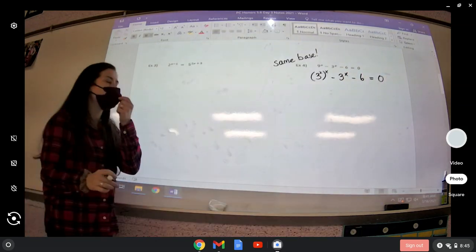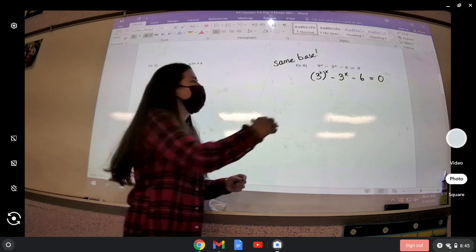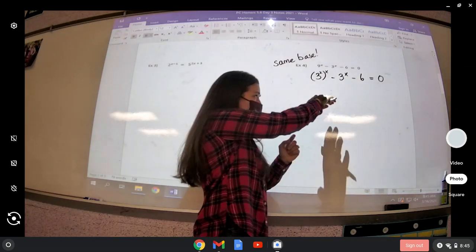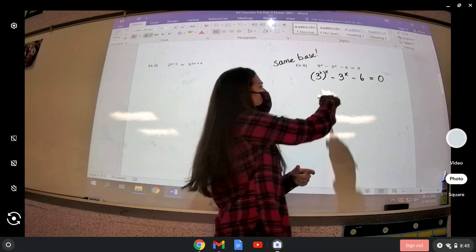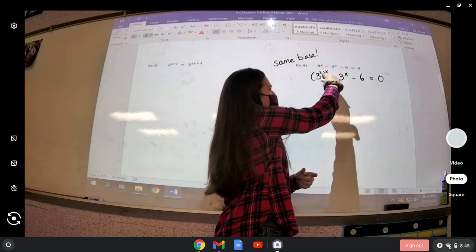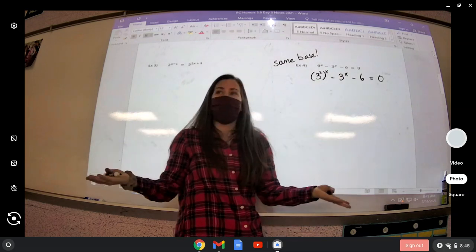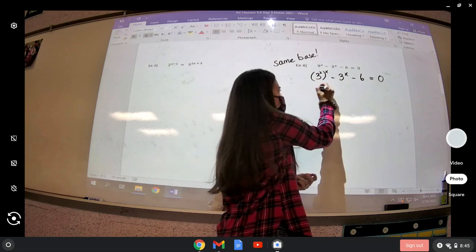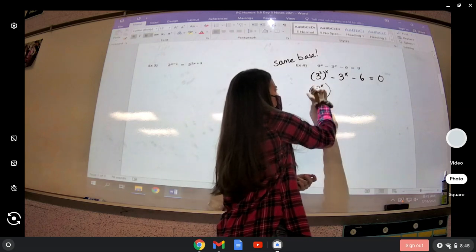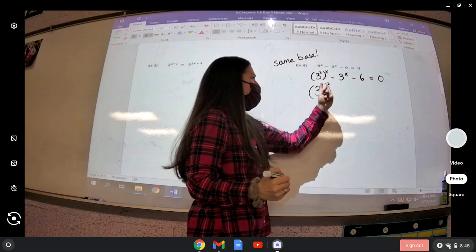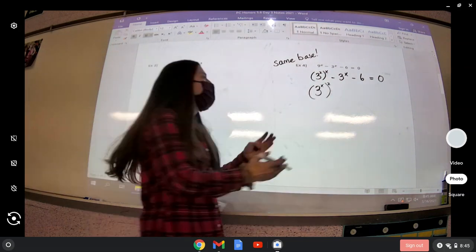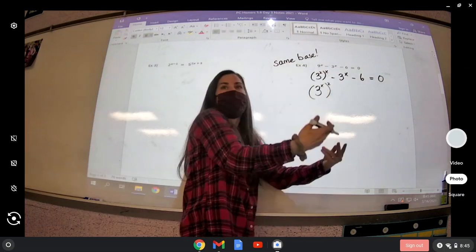All right, well, now I'm going to do this. This 3 to the x, I can make him reappear. I know that power to power I would multiply. And the order in which I multiply doesn't matter. So I could really rewrite this as 3 to the x squared, right? Because 2 times x, x times 2, it's all the same thing. But now I've made that 3 to the x reappear.